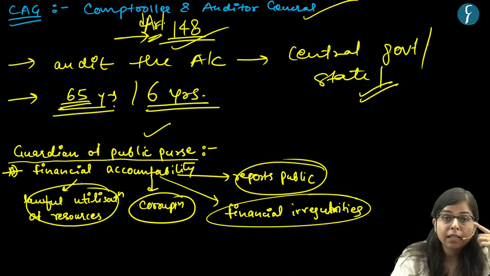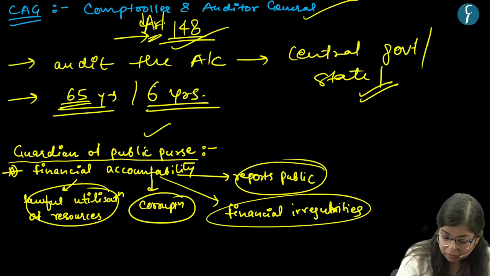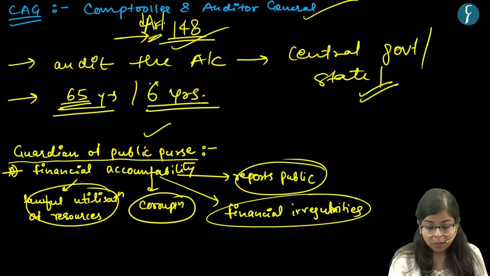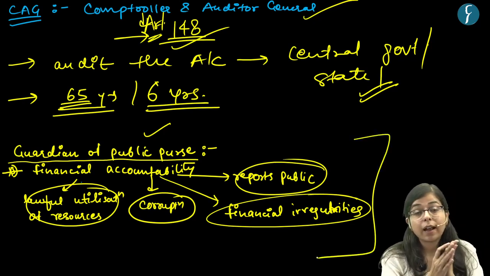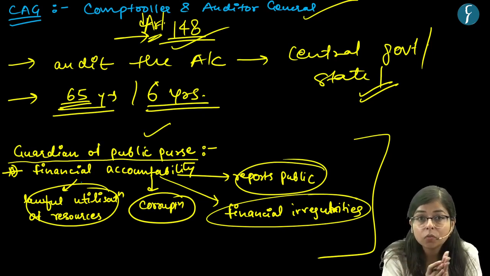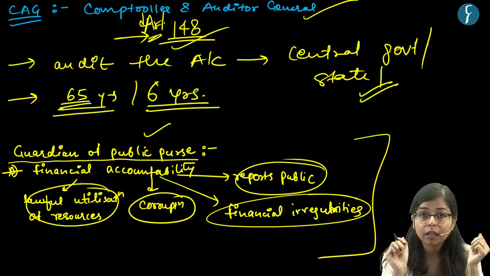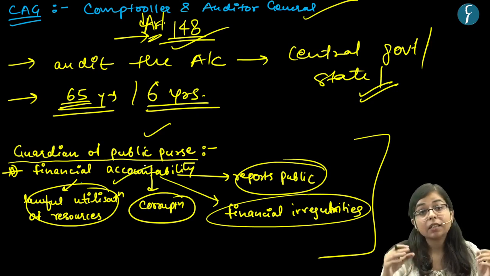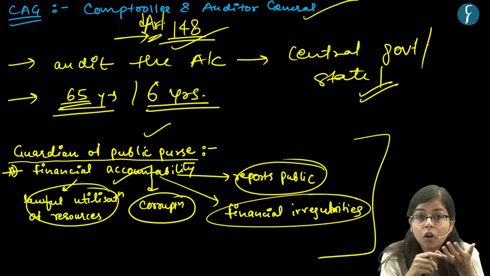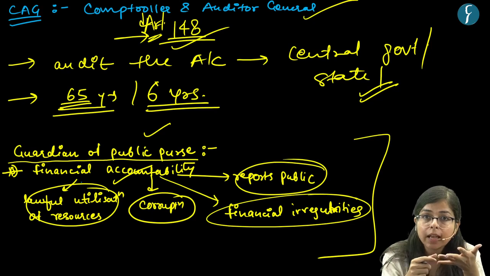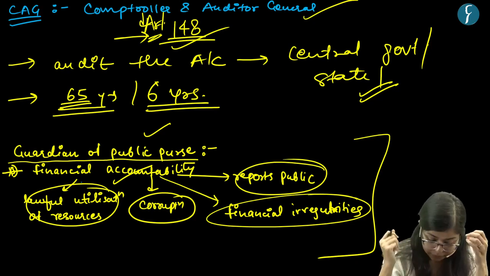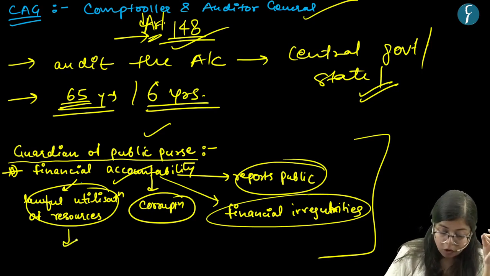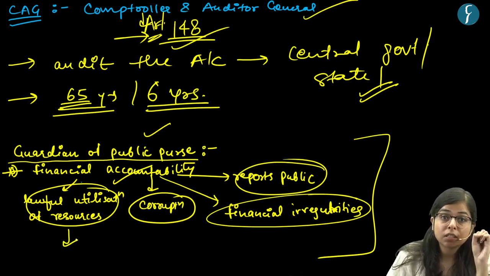He has a 6-year term, and he cannot be reappointed again. So the CAG is known as the guardian of the public purse, and it is an important post to maintain financial discipline in the country for efficient financial administration. Now, how does it do this? It does this by setting the financial accountability of the governments, the central government as well as the state governments and government departments, right? For lawful utilization of resources in the country.